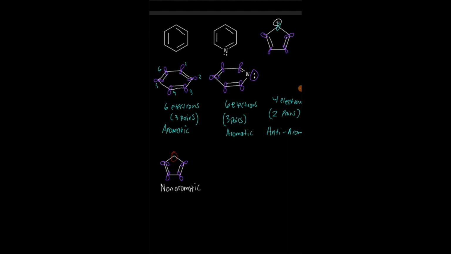Easy to identify. Alright, if there's a carbon on that ring without a p orbital, it is non-aromatic. Okay, let's try this one.